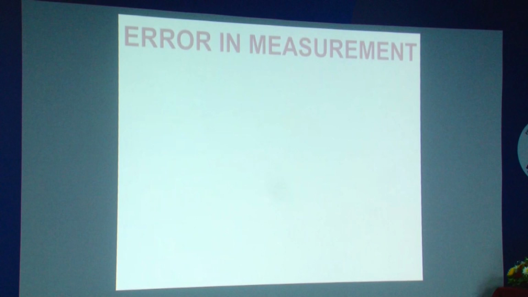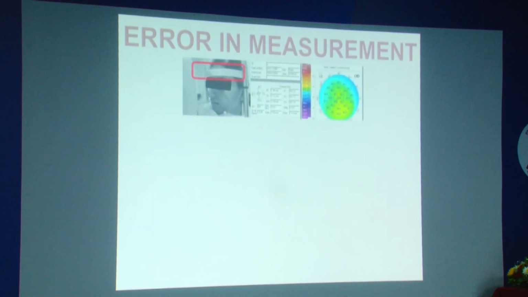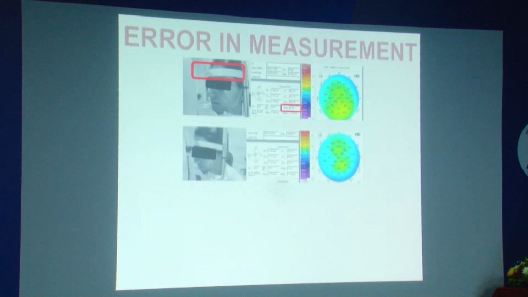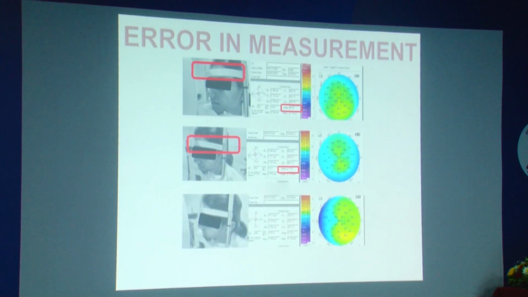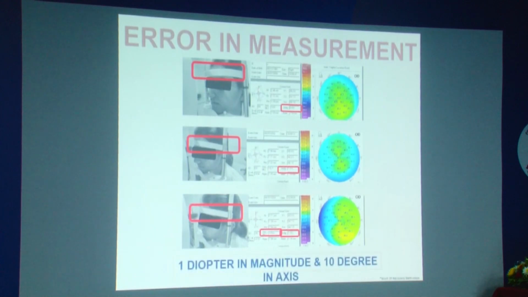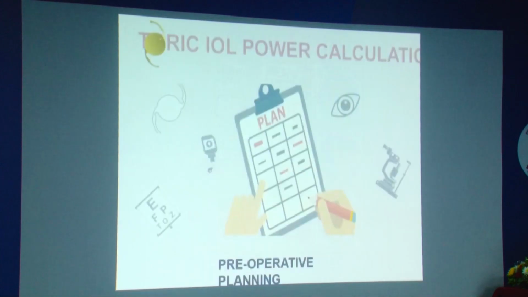Now, there are various errors in measurements. Dr. Parul has already shown this. If the head is not sticking to the head bar during the measurements, or if the head is sticking to the head bar but there is a tilt, compared with a normally positioned patient, see the amount of difference. The difference can be as much as 1 diopter in magnitude and almost 10 degrees in axis. And therefore, like Dr. Parul mentioned, it's very important that your assistant or your optometrist be told how to take these readings and probably repeat the readings in case differences are seen.